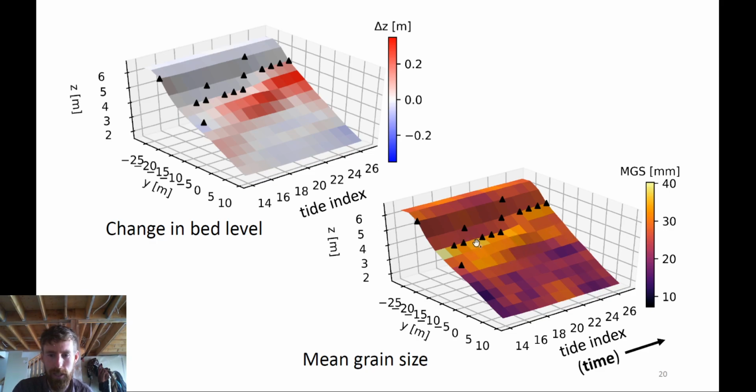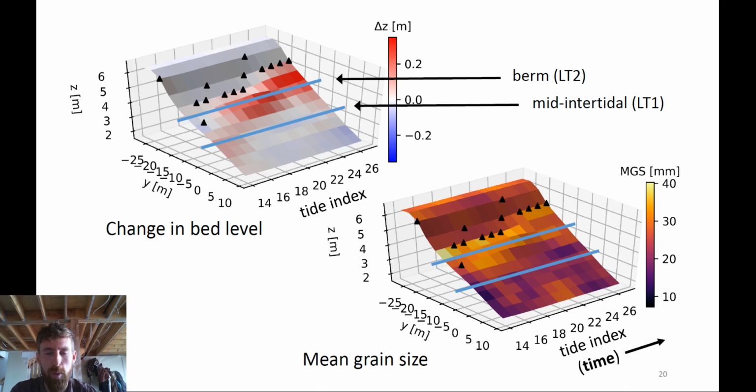Brighter yellower colors here correspond to larger grain sizes. So you can see qualitatively that the coarser grains correspond to the position of this high tide berm. And then seaward of that, grain sizes were smaller and perhaps more variable.